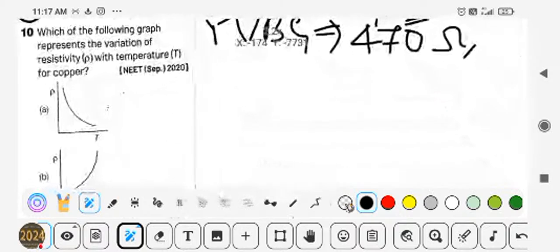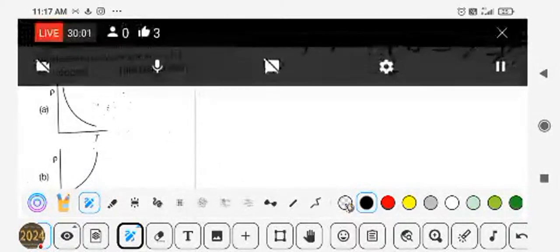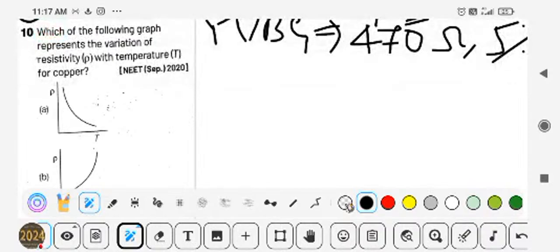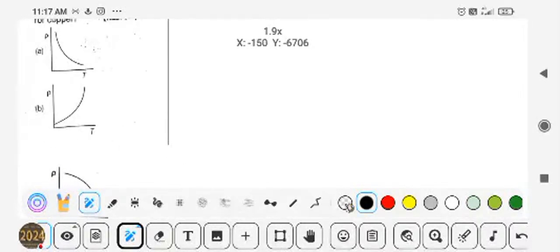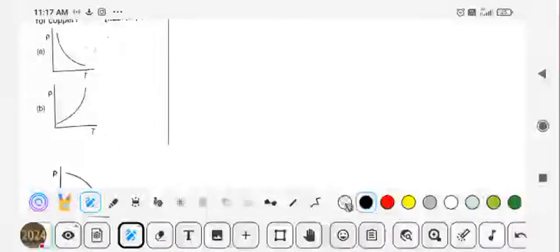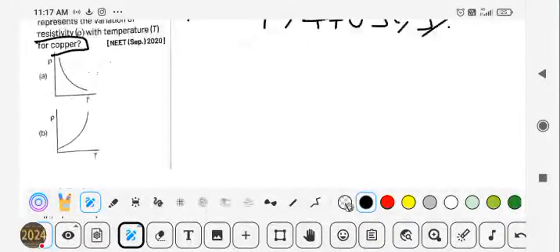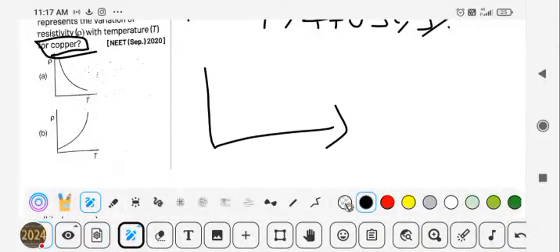Next, moving on to the next question. Which of the following graphs represents the variation of resistivity with temperature? How does the variation of resistivity with temperature take place here? That is asked for copper. This is a directly remembering question. They can ask for copper, semiconductor, conductors, nichrome, like that. For copper, which is a metal, as you increase the temperature, the resistivity will increase.